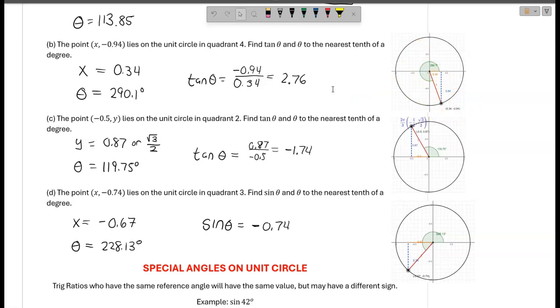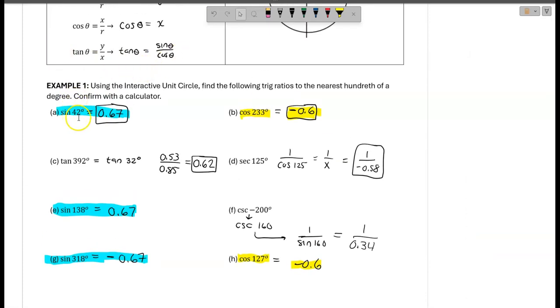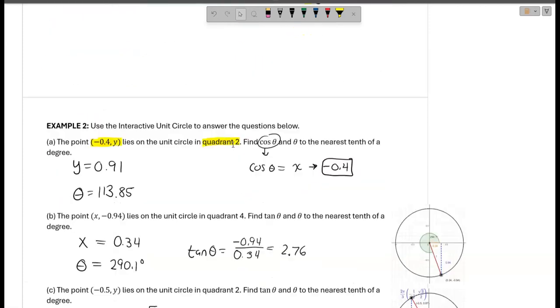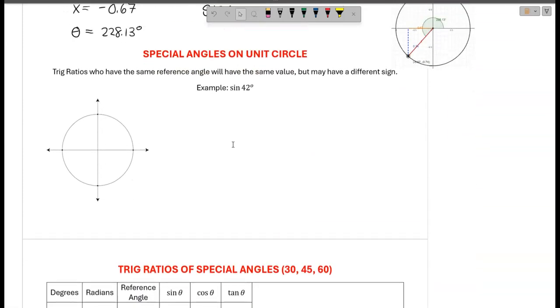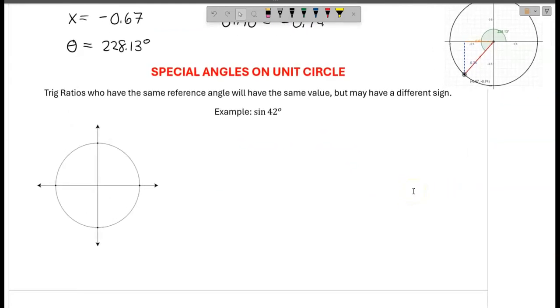Now, there's one last thing we're going to talk about in this video, and that is some special angles. I want to go back to example 1 and give you a chance to look at the fact that sine of 42, sine of 138, and sine of 318 all gave me 0.67. In letter G, the answer was negative, but besides that, they are all the same answers. Why is this happening? It has everything to do with the fact that trig ratios that have the same reference angle will have the same value, but they may have a different sign.